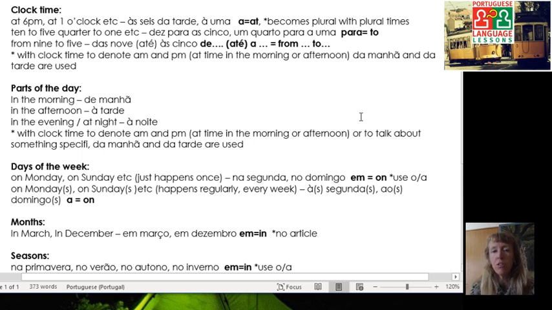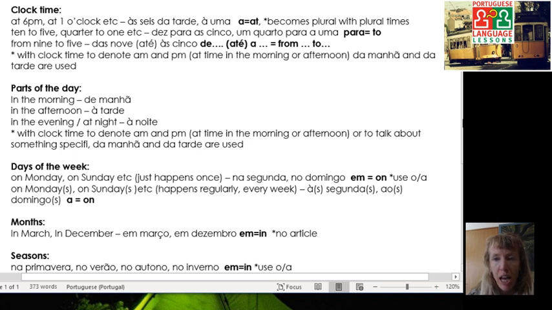So, we'll look at clock time. In English, I could say at 6 p.m., at 1 o'clock. So, in Portuguese, this would be às 6 da tarde, à uma. Here, we use a for at, and note it becomes plural with plural times. If I want to be more precise, 10 to 5, quarter to 1, etc. 10 para as 5, quarto para a uma. We use the preposition para for to here.